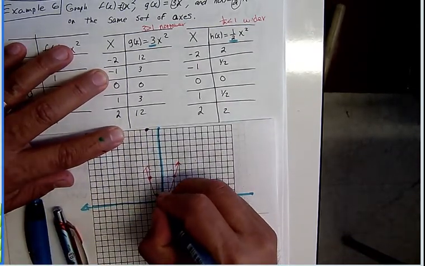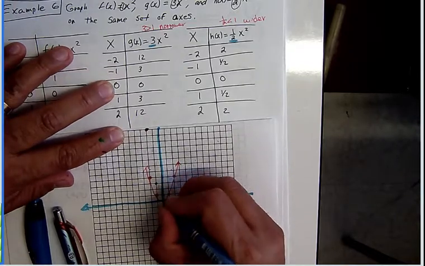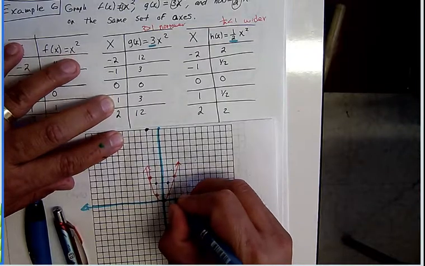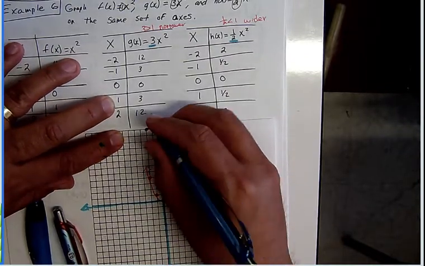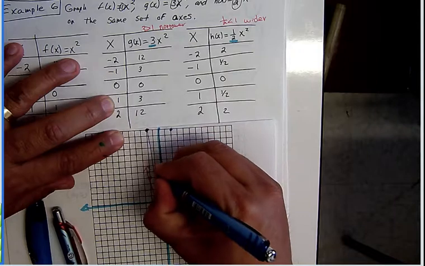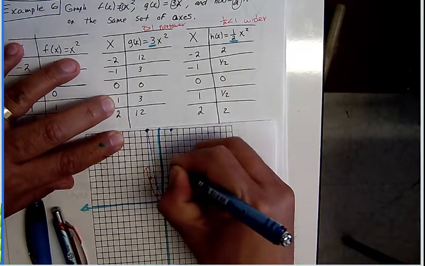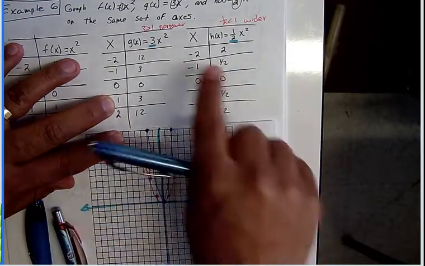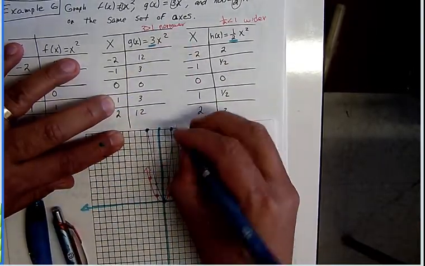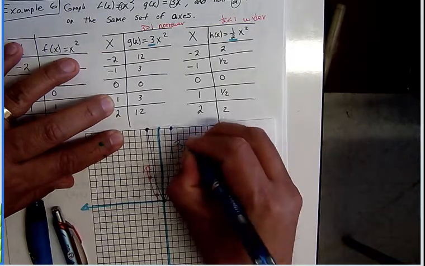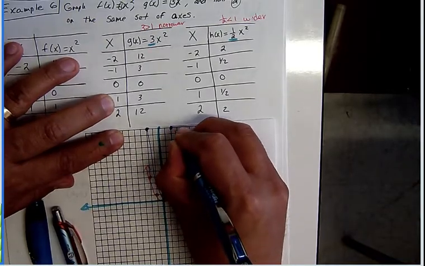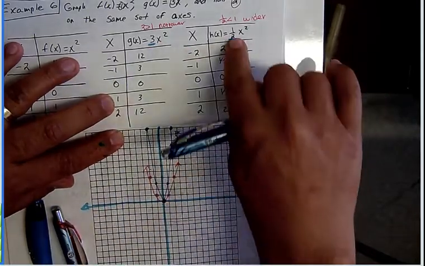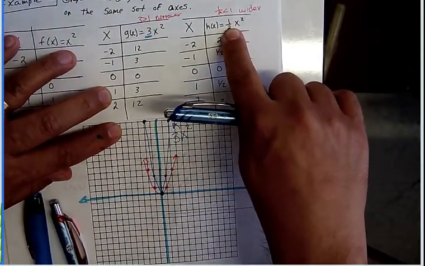-1 gave me 3, 1, 2, 3. And then 0, 0, and then 1, 3, and then 2, 12. So if you graph it, the graph becomes, like I said, narrower, like thinner. So this is the graph of 3x squared. It becomes narrower. When the a is greater than 1, it becomes narrower.